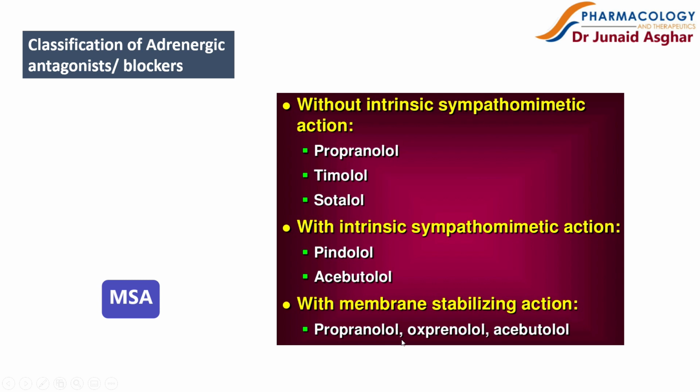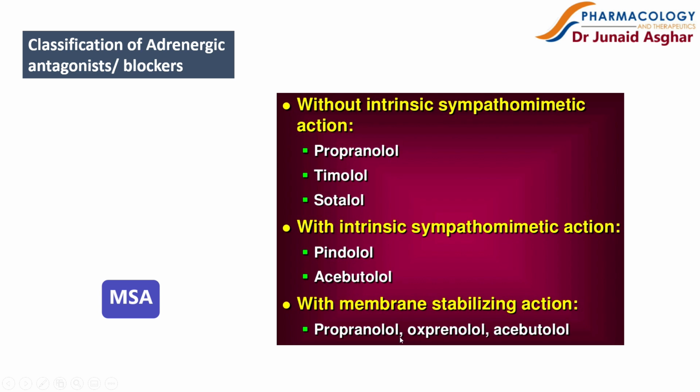Now these are the drugs with membrane stabilizing action: propranolol, oxprenolol, and acebutolol. Such beta blockers block the propagation of action potential across the neurons, thereby producing a state of nerve block, and this effect is known as membrane stabilizing effect. So you get an additional effect with these kind of beta blockers.